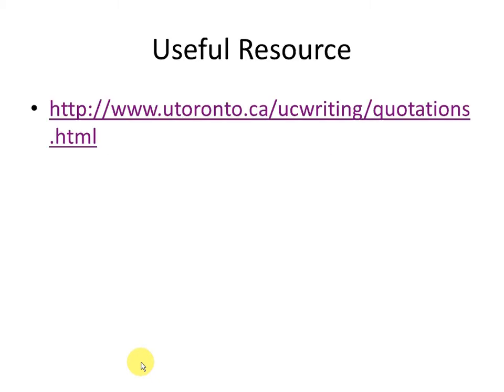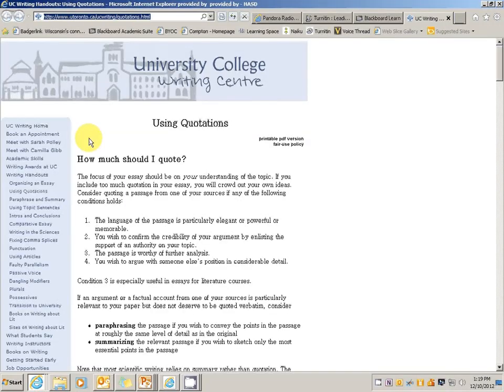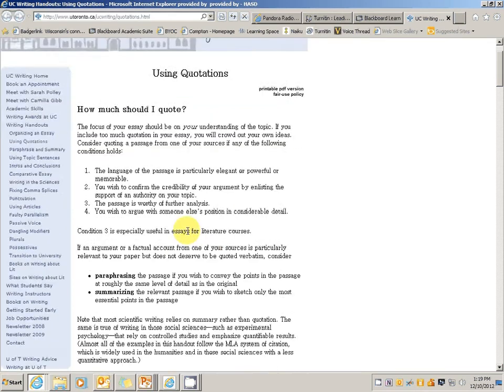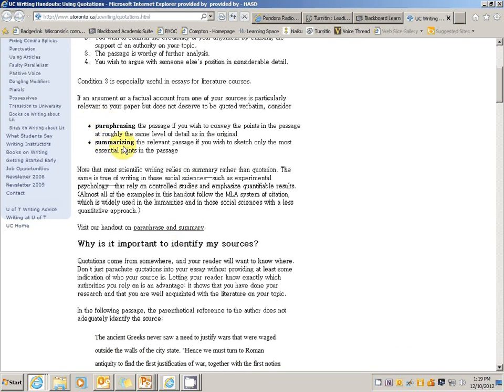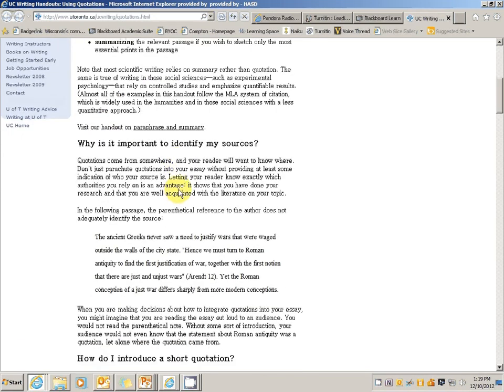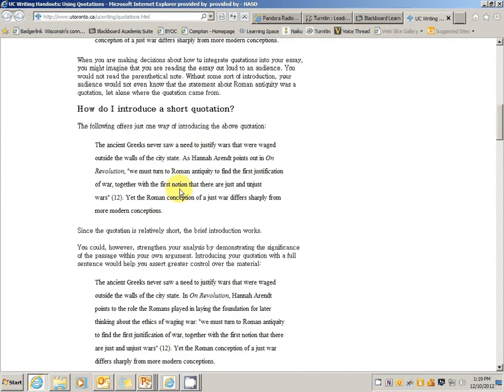So I do have a useful resource for you. This is on Blackboard. I'm going to actually just put the PowerPoint without my talking over it so that you can access the link. This resource gives you some different ideas for what you can use as wording to introduce a quote. So on top they have some information about how much you quote, and you can kind of read through this if you find it interesting. It does talk about paraphrasing and summarizing, putting things into your own words, and why it's important, of course, to identify your sources. But here's the interesting part where they talk about how to introduce a short quotation.